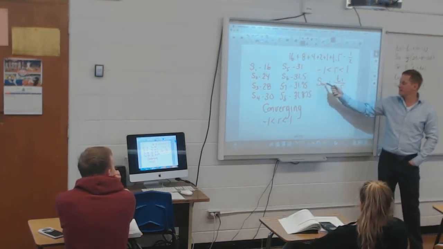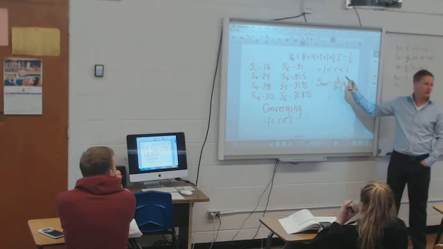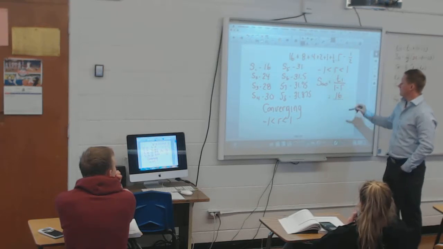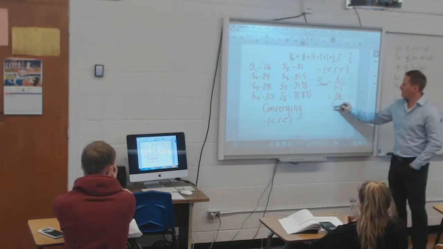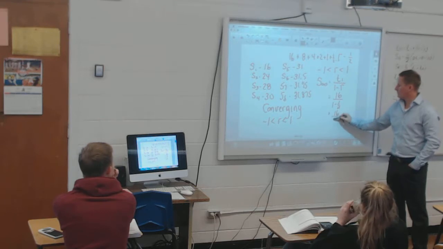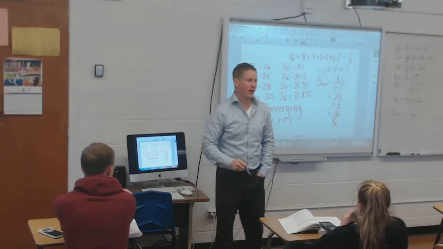So now I can find out what that sum is by taking the sum of the infinity is equal to T1, which in this case is 16, right? Over 1 minus my ratio, which was 1/2. So I have 16 over 1/2. What's 16 over 1/2?